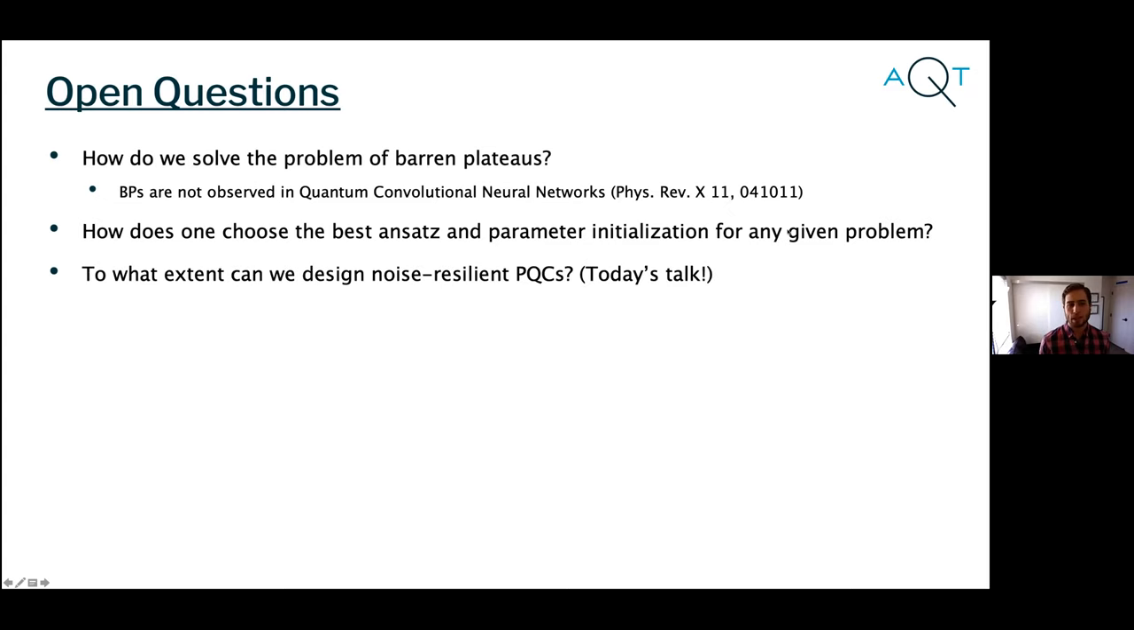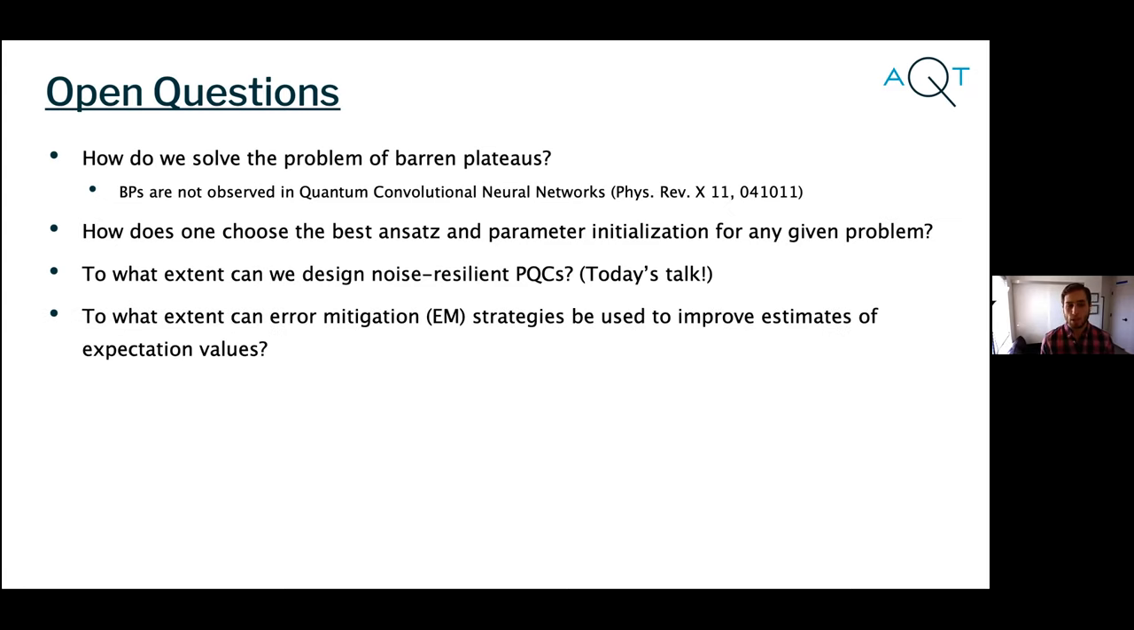Also, to what extent can we design noise resilient PQCs? This is the topic of today's talk, so I won't go into this any further. To what extent can error mitigation strategies be used to improve estimates of expectation values? And by error mitigation strategies, I mean like zero noise extrapolation or probabilistic error cancellation or virtual distillation.